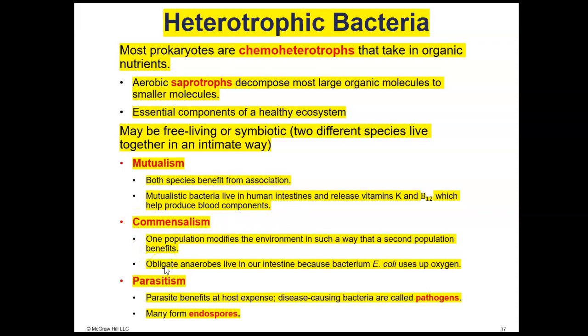Commensalism: there are obligate anaerobes that live in our intestine because E. coli uses up oxygen. So E. coli uses up oxygen, and these obligate anaerobes live there because there's not any oxygen. So they're able to live in that environment. As far as what we know now, there's no benefit to humans. There's no harm either. Then parasitism, many disease-causing bacteria, we call them pathogens.